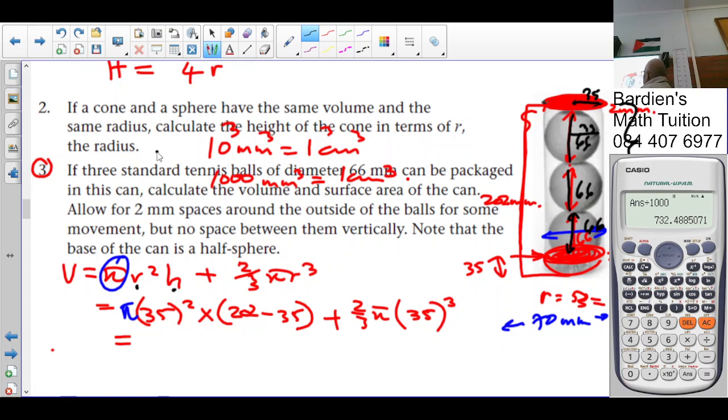Alright? Now, this whole length here is actually 202, minus this. Remember this is a hemisphere, so half the ball is going to go into that. Okay? Which is 35. It's firstly 33 radius, but the 2 millimeter allowance there is going to give you 35. Okay? So this length here is going to be 202 minus 35, which is going to give me the height of the cylinder. Okay? Plus the volume of the hemisphere, which is 2 over 3 pi times the radius, which is 35 cubed. Okay?